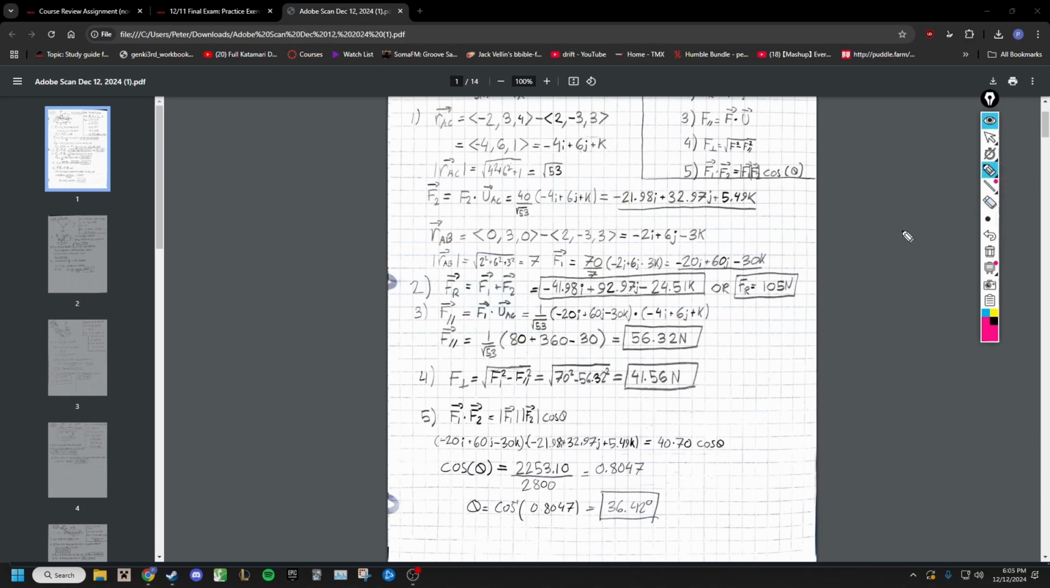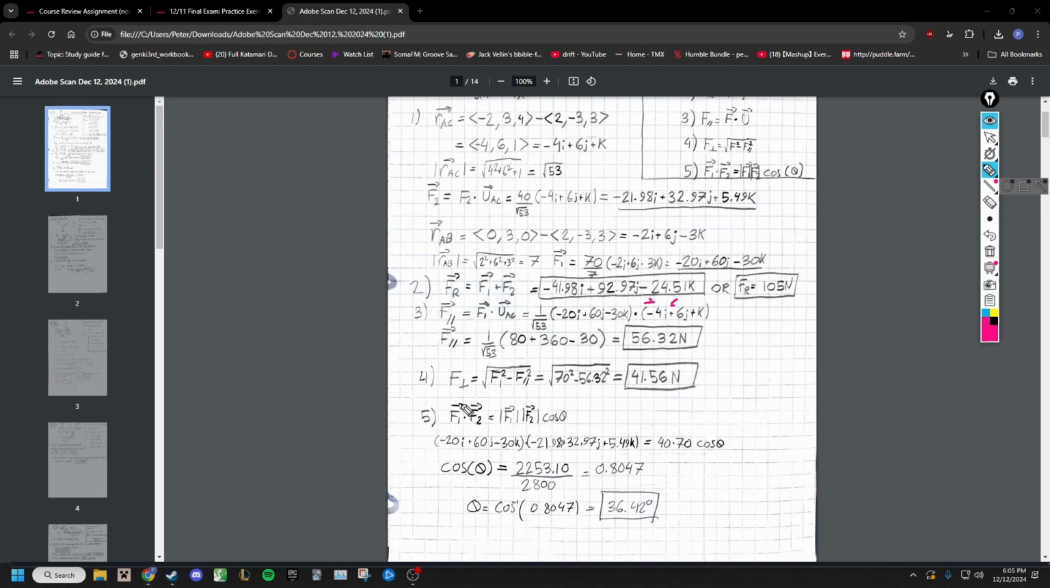and to do the dot product, let me change the thickness again. We would multiply the I components by each other, the J components by each other, and the K components by each other, and then we add those all together. And by doing that, I found that the parallel component would be 56.32 newtons.